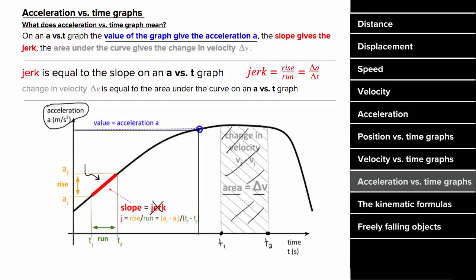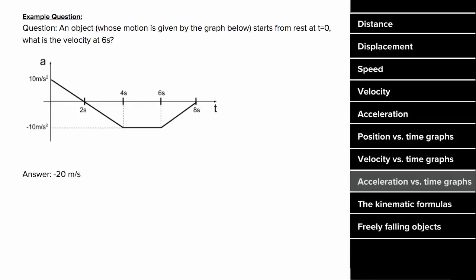So what would an example problem involving acceleration versus time graphs look like? Let's say an object started from rest at t equals 0 and you want to determine with this acceleration graph what the velocity was at 6 seconds. We know that the area is going to represent the change in velocity. So since I'm going from 0 seconds to 6 seconds, I want to determine the area under the graph between 0 and 6 seconds.